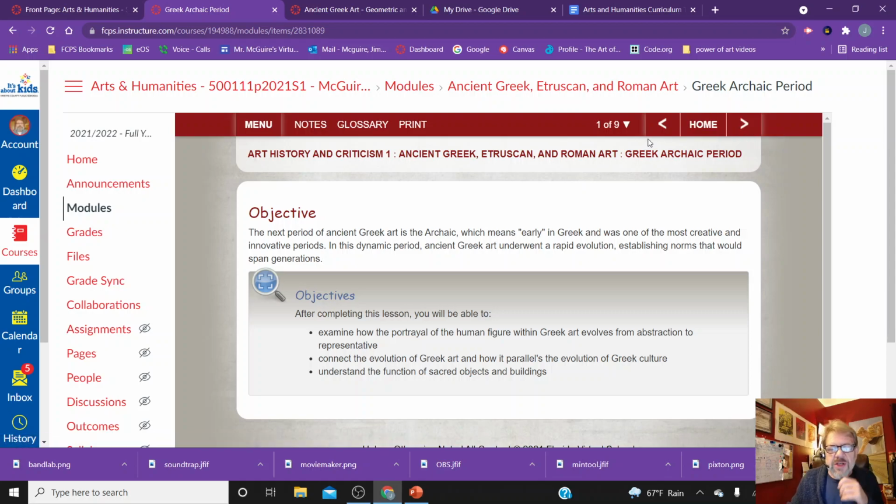The next period of ancient Greek was the Archaic, which means early in Greek. It was one of the most creative and innovative periods. In this dynamic period, ancient Greek art underwent a rapid evolution, establishing norms that would span generations.